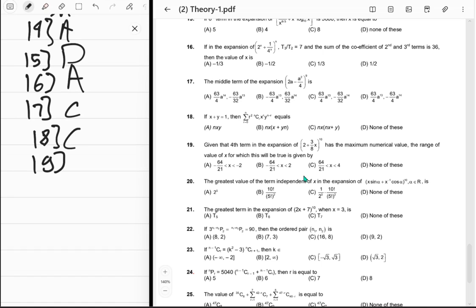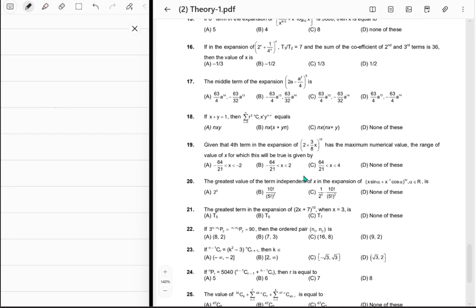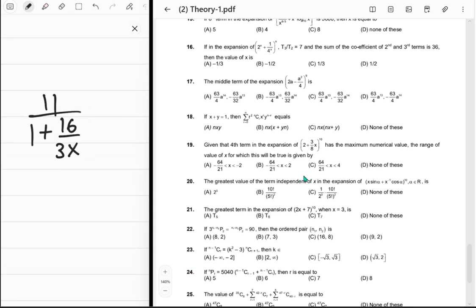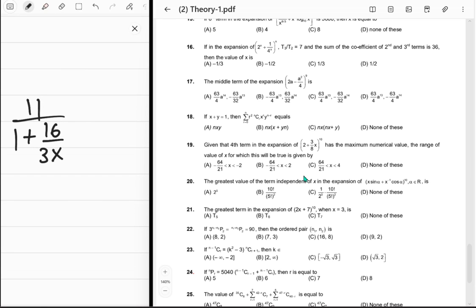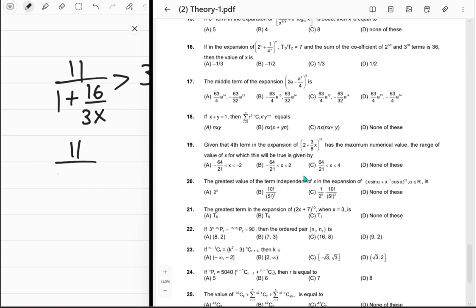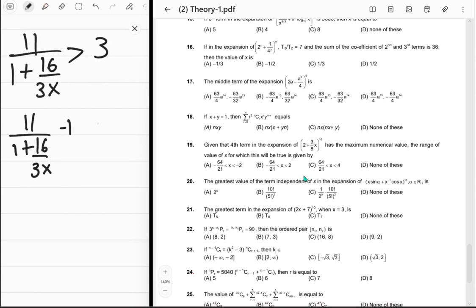So fourth term means r is equal to 3. Figure out the a for this. So it's going to be n plus 1, which is 11, upon 1 plus mu. So what's mu, by the way? It's just 16 upon 3 mod of x, but I'll just write 16 upon 3x. Now this is bigger than r, which is 3, and then 11 upon 1 plus 16 upon 3x, minus 1, is less than r, so less than 3. That means it's less than 4.